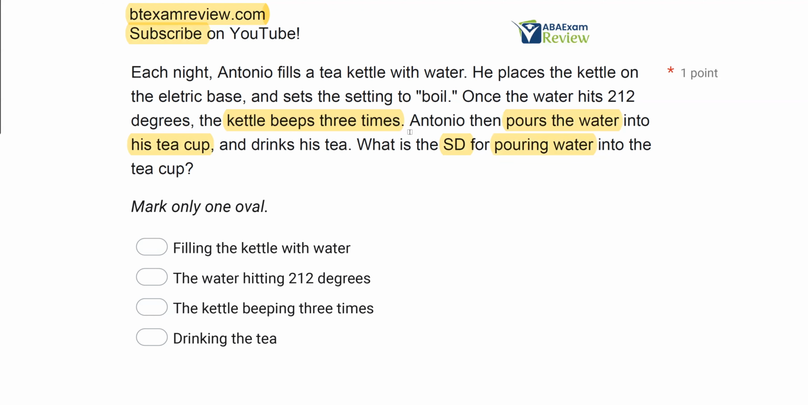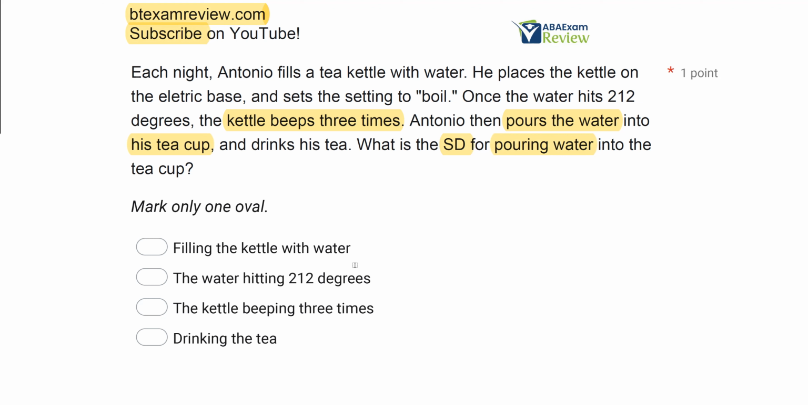A lot of these questions, like this one, you can predict the answer before you even get to the answer choices, and that's what you should be trying to do. You do all your work in the question, don't even read the answer choices yet, understand the question, try to make a prediction, and then move on. So the SD for pouring water is what? A, filling the kettle with water. Well, that's the first thing he does way before pouring the water into the cup.